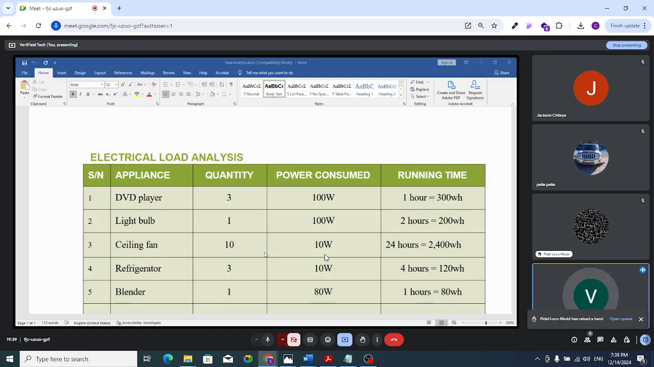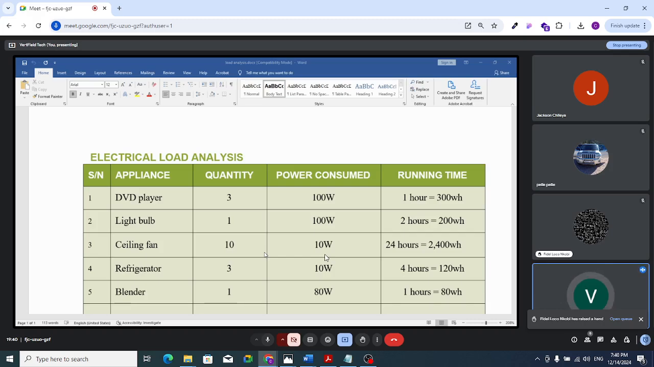Now we talk about running time. Running time has to do with how long the client intends to power these appliances. It is also in hours: 1 hour, 2 hours, 3 hours, 4 hours, 10 hours. One good thing you need to know about running time as a professional is that the higher your running time, the higher your cost of installation. There are no two ways about it. There is no magic about it. So if you have a high running time, you are going to have a high cost of installation. Do well to advise your clients accordingly, and professionally look into these things before you implement for them.